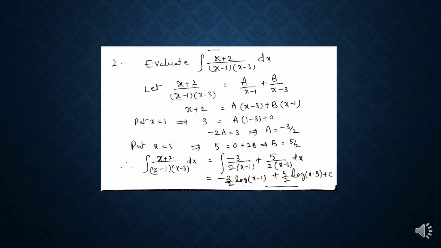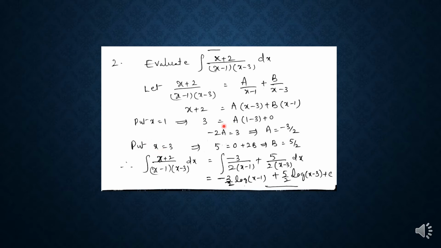So to get the values of A and B here, put x is equal to 1 and the next time put x is equal to 3. By putting x is equal to 1 on both sides of the equation, we will get 1 plus 2, that is 3, is equal to A into (1 minus 3) plus B into (1 minus 1). This term becomes 0. So 3 is equal to A into (1 minus 3), that is minus 2A. Minus 2A is equal to 3. From that A is equal to minus 3 by 2.